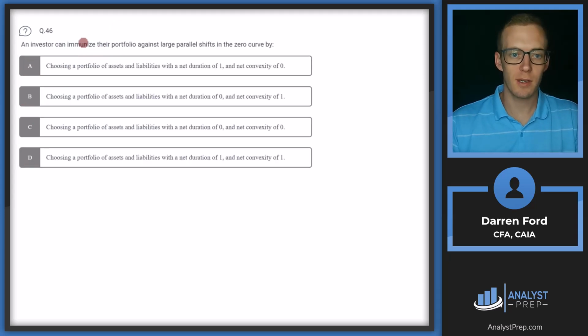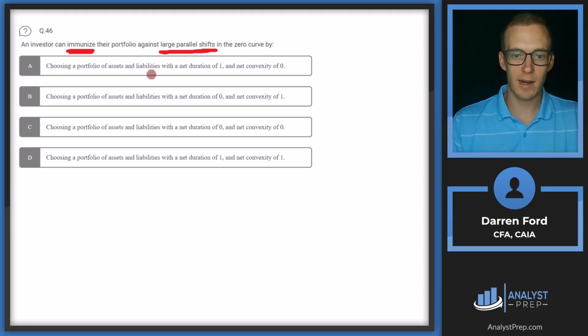Question 46. An investor can immunize their portfolio against large parallel shifts in the zero curve by. The term immunize essentially means make our portfolio not sensitive to it. So we want to essentially get rid of the risk related to interest rates, so large parallel shifts in the zero curve. So what do we need to do that? We've got A, choosing a portfolio of assets and liabilities with a net duration of 1 and a net convexity of 0. If we have a duration of 1, we are going to have some sensitivity to interest rate changes, so we won't be fully immunized. So we can go ahead and rule that out.